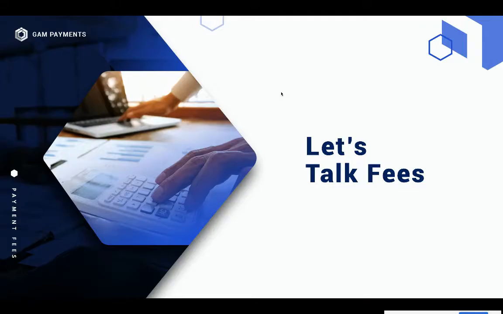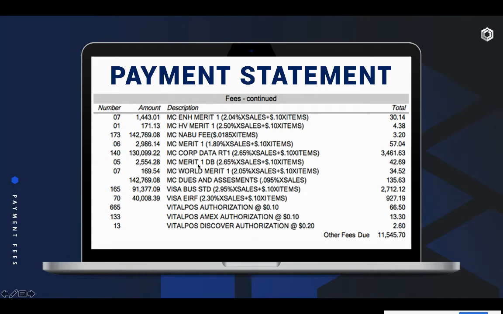If we look at fees now, I'm sure that a lot of you have seen a payment statement like this. This is usually 4 or 5 pages, sometimes hundreds of pages. And what we're seeing is a line like this. I just picked this line at random. So we have one transaction. Here's the total amount processed. It's a MasterCard high value merit 1 at 2.5% and 10 cents an item. But there's more. There's fees like this that show up below. So let's look at what they all add up to.